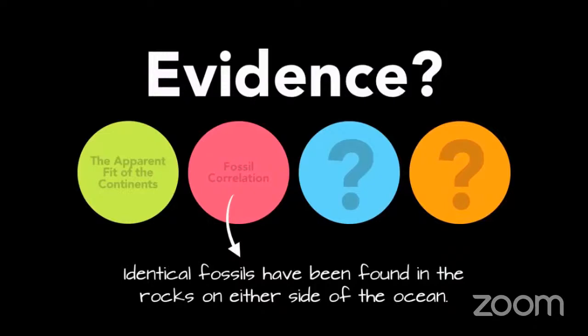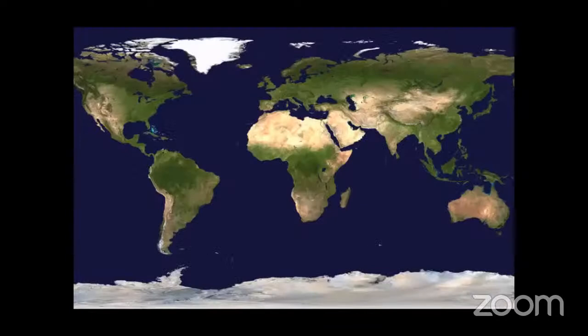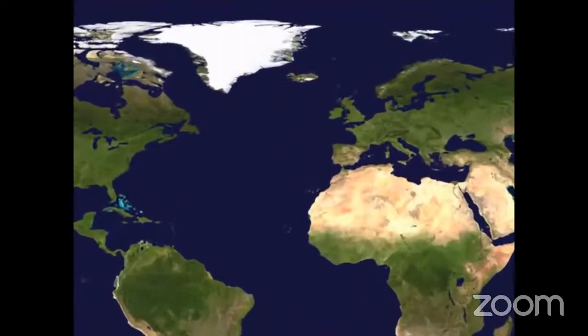But Wegener knew he needed a stronger case, and so he went back to the library yet again and became fascinated by rocks and geologic structures like mountain ranges of the past. And he found a really interesting pattern, not unlike what he found with fossils. In fact, if we go back to our world map here, and let's zoom in on the North Atlantic here, if you look at the mountain ranges in the northeastern United States and the mountain ranges in northern Europe, they match up perfectly. And what I mean is that they are made of the same type of rock and the same age of rock.